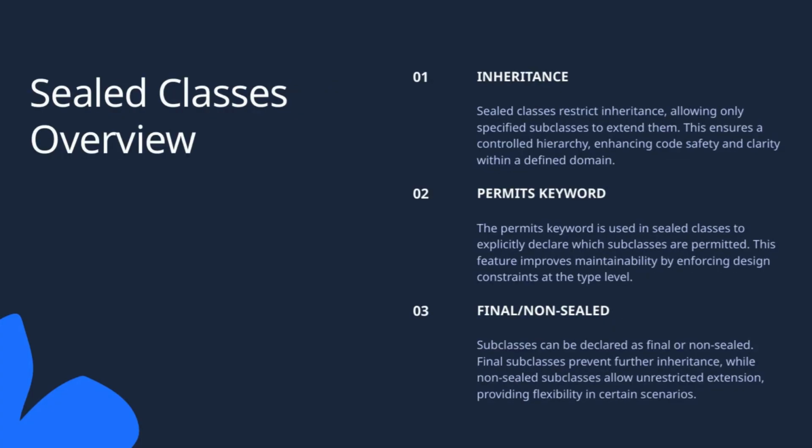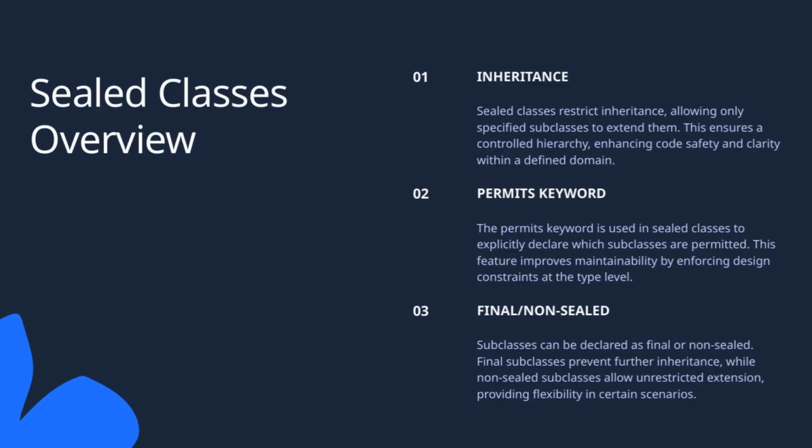Let's take a closer look at the permits keyword. In sealed classes, this keyword is used to explicitly declare which subclasses are allowed to extend the class. This is a powerful feature because it helps improve maintainability by enforcing design constraints directly at the type level. Essentially, it makes sure that only the subclasses we specify can inherit from a sealed class, which keeps our class hierarchy controlled and predictable. This control is especially useful in large codebases where managing inheritance can become complex.